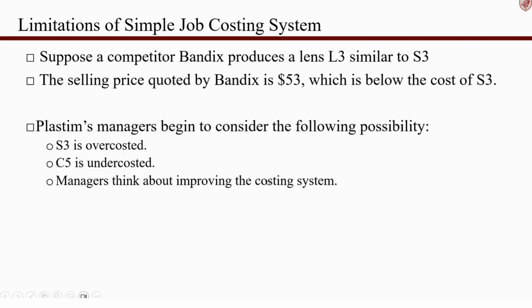So in order to be competitive in the market, Plaston Corporation tried to consider the possibility that S3, the simple lens, is overcosted, and C5 is undercosted, right? In terms of how the manufacturing overheads are allocated. So managers want to refine the costing system, and they want to know what possible options there are.